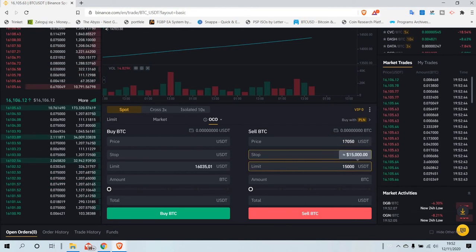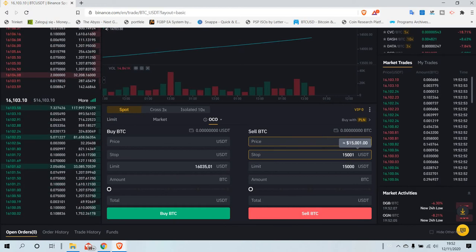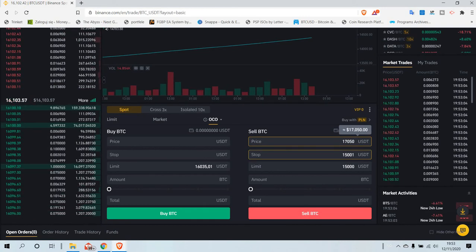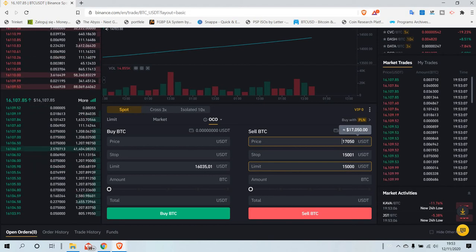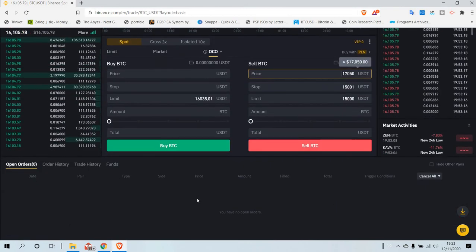When Bitcoin starts to fall, because let's say I open a position at the level of 16,000, and now I want to sell it for a higher price, of course, for 17,000. But if Bitcoin starts to fall and reaches $15,001, the system will automatically place my order and my Bitcoin will be sold. So that's a pretty useful order. I am using it most of the time.